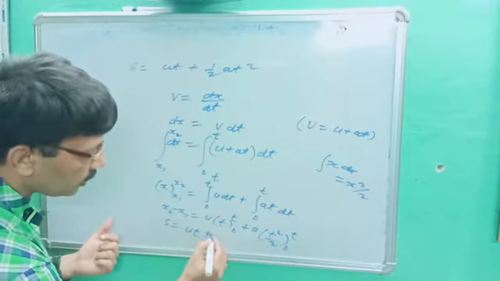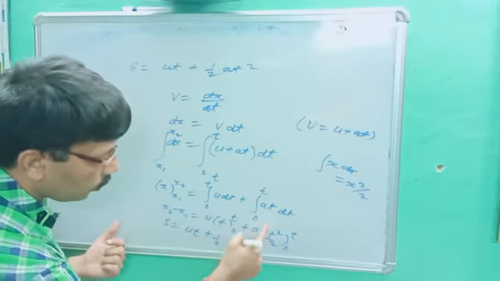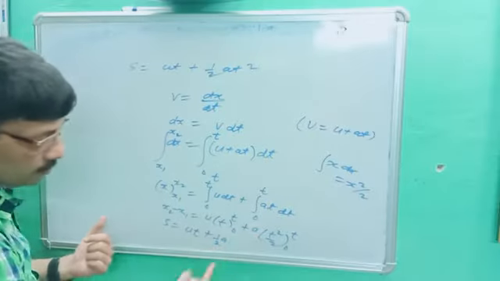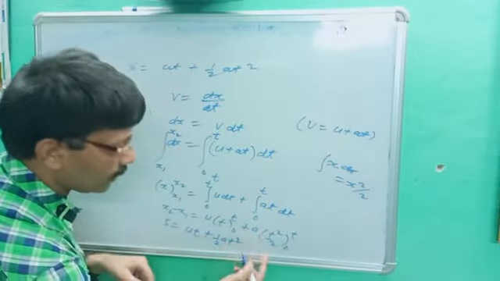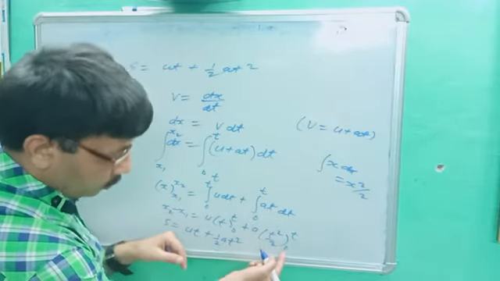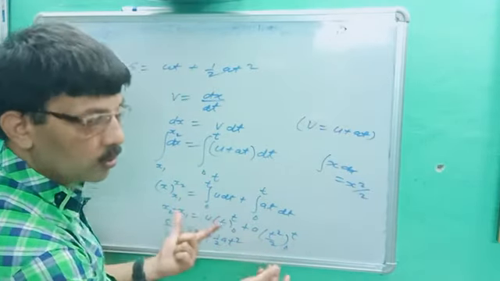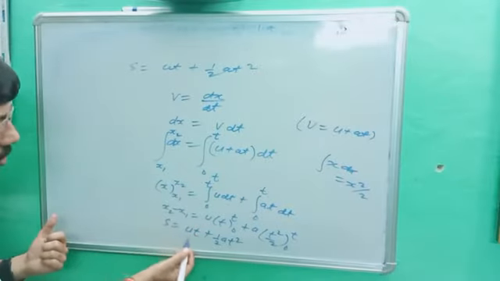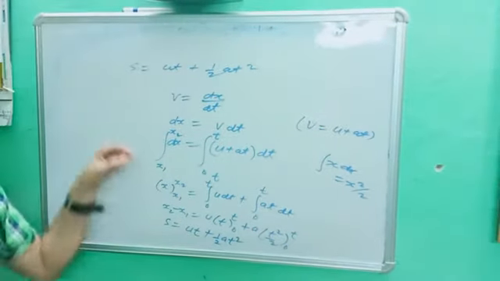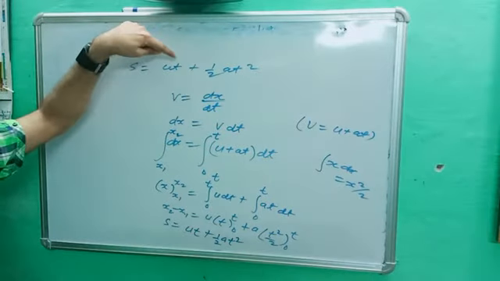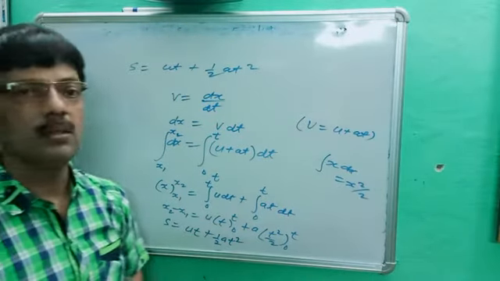It will be ut plus 1 upon 2, a is common. In the place of t square you put t, it will be 1 upon 2 a t square. When you put 0, it becomes 0, so no need to write this one. So the answer becomes s is equal to ut plus 1 upon 2 at square. By the integration method, we can easily derive the formula s is equal to ut plus 1 upon 2 at square. This is the second equation.